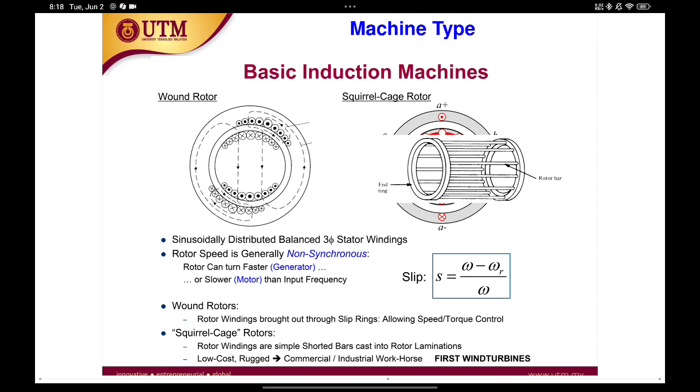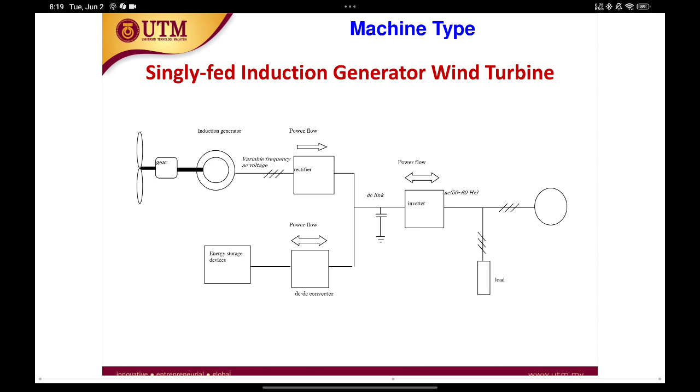This one is the basic of the induction machine. So you know that for the induction machine, the rotor can be either wound rotor or squirrel cage rotor. So this is a non-synchronized type, because you need to have slip to operate. Okay, so this is the equation of the slip, where ω is the synchronized speed and ωr is the rotor speed. Like I said before, to make it a generator, the wind rotor speed needs to be higher.